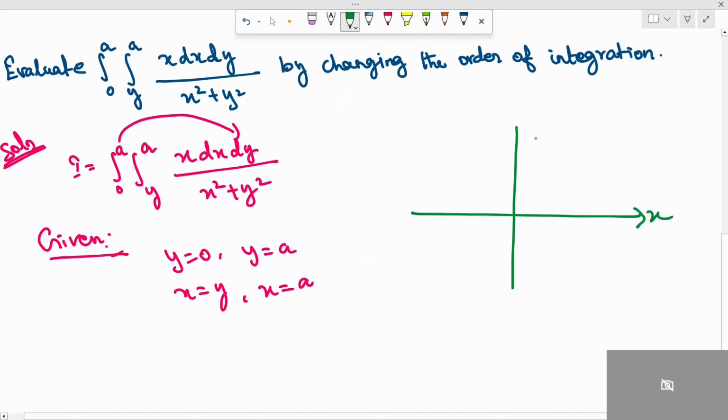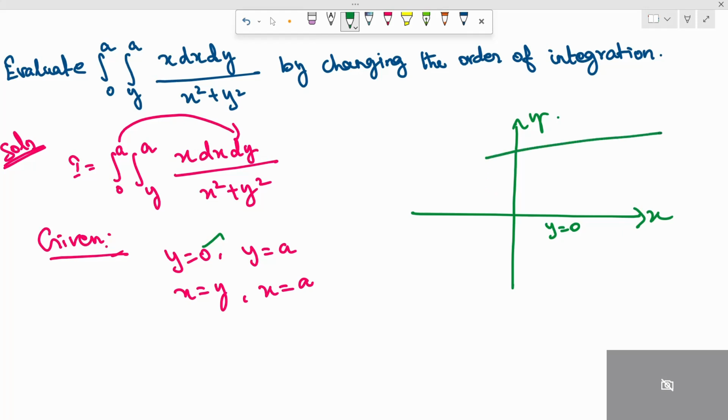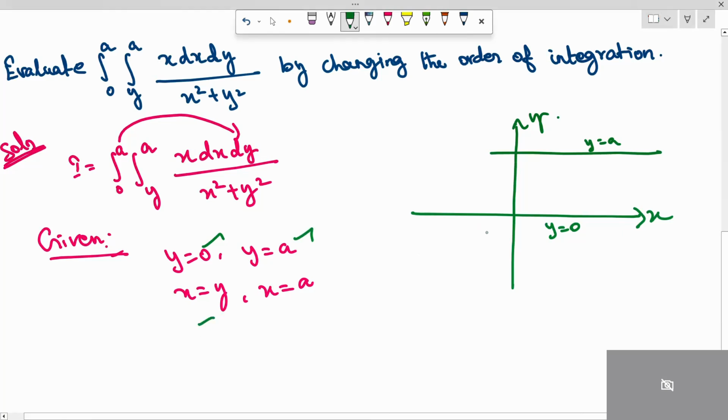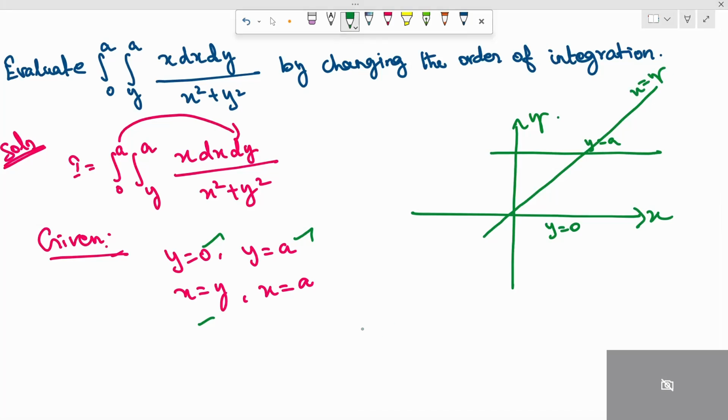Mark the x axis and y axis, and mark one by one here. y is equal to 0 is the x axis here, y is equal to a is a straight line parallel to the x axis, x is equal to y is a straight line passing through the origin, then x is equal to a is a straight line parallel to the y axis.